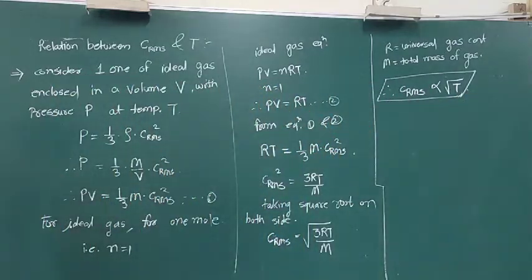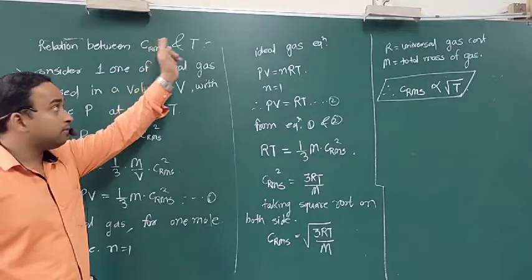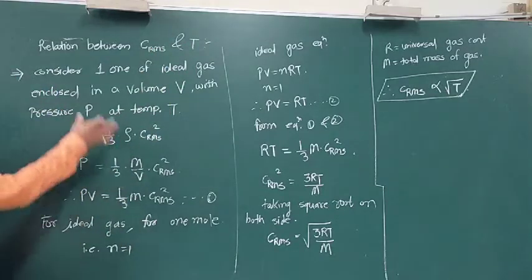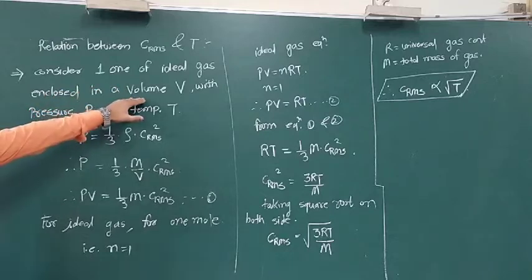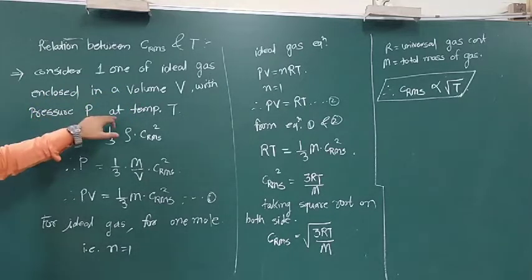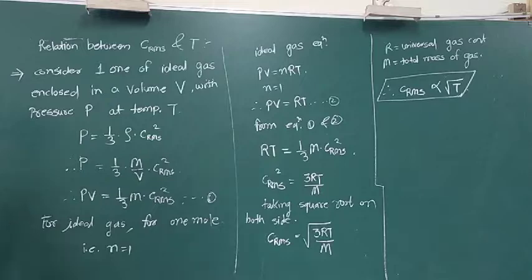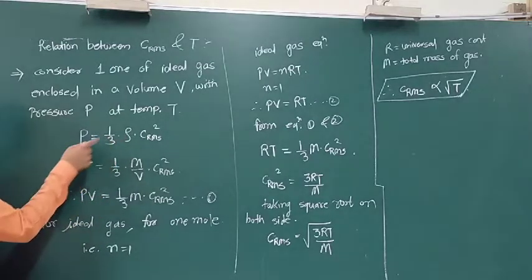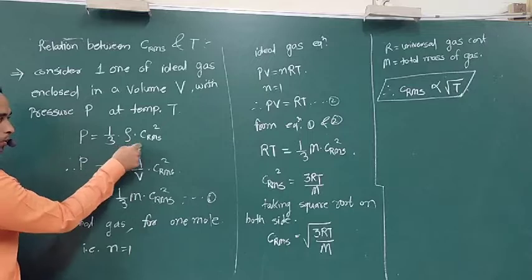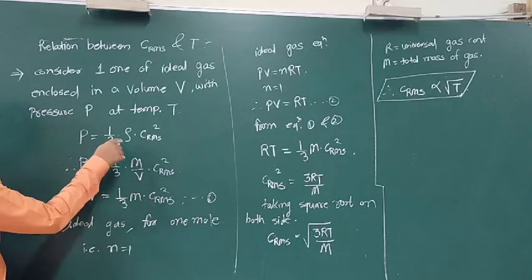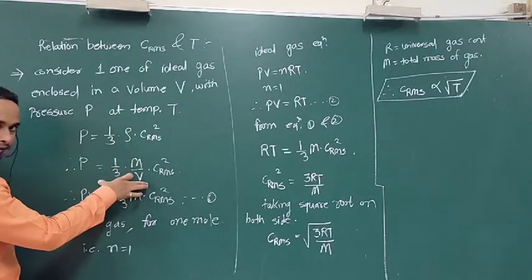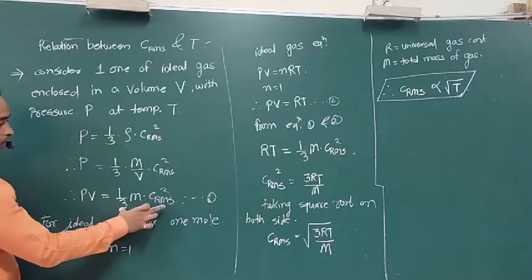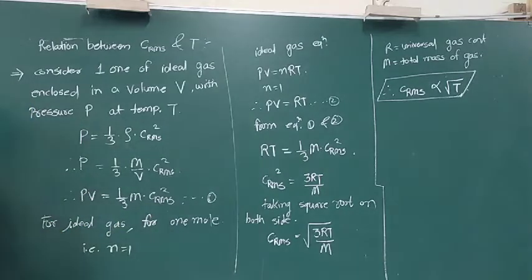Okay. Now see here, I can repeat again. To find the relation between C RMS velocity and temperature, consider 1 mole of an ideal gas enclosed in a volume V with pressure P at temperature T. So we know that the formula for pressure P is equal to 1 by 3 into rho into C RMS square. By substituting the formula of density equal to mass upon volume, we get PV is equal to 1 by 3 into m into C RMS square.